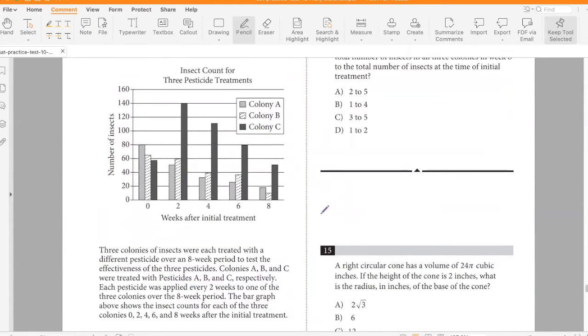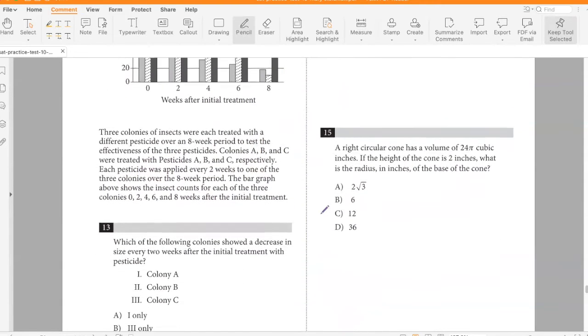Three colonies of insects were each treated with a different pesticide over an 8-week period to test the effectiveness of the 3 pesticides. Colonies A, B, and C were treated with pesticides A, B, and C respectively. Each pesticide was applied every 2 weeks to one of the 3 colonies over the 8-week period. The bar graph above shows the insect counts for each of the 3 colonies, 0, 2, 4, 6, and 8 weeks after the initial treatment.